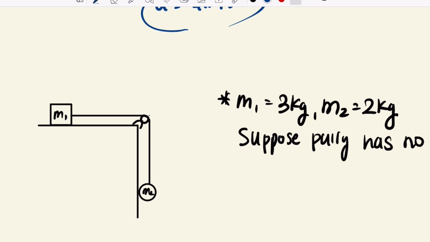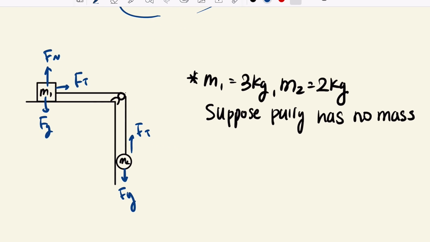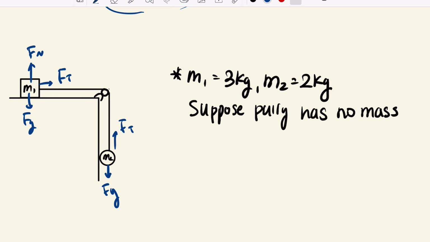So for the first box, we have, again, the gravitational force and the normal force. And we also have a tension force, again, towards the right direction. And for M2, we have a gravitational force and, again, a tension force acting up. And therefore, here we're assuming that M1 is 3 kilograms. So let's, again, start with this box.